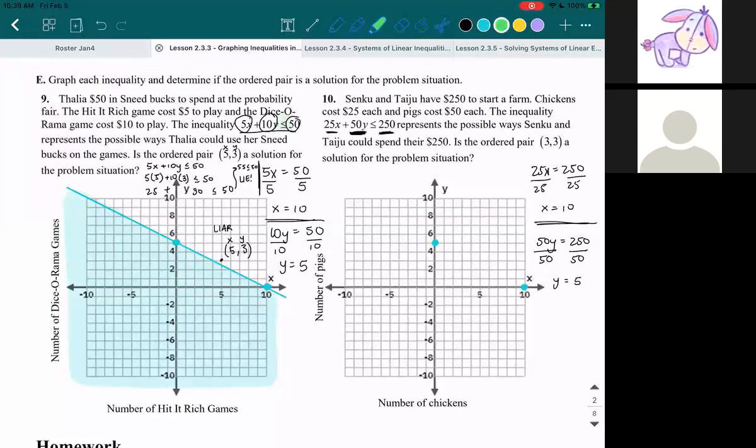Finally, let's take a look at our symbol. Do we want a solid line or a dotted line? Essentially, do you see the equal to line underneath our symbol? I see the equal to line, which means we must have a solid line here. So let's go ahead and connect everything with a solid line.